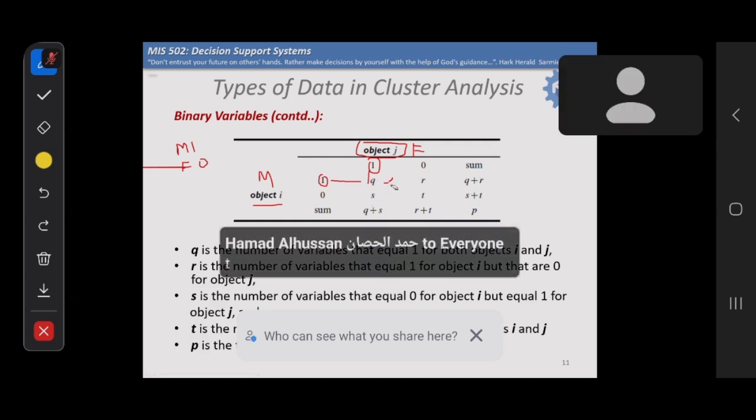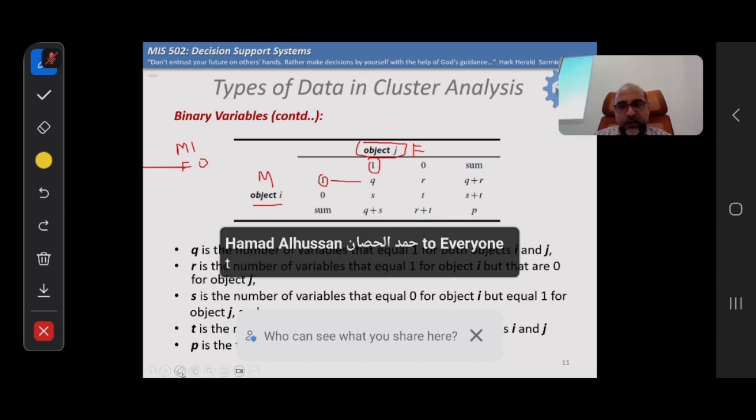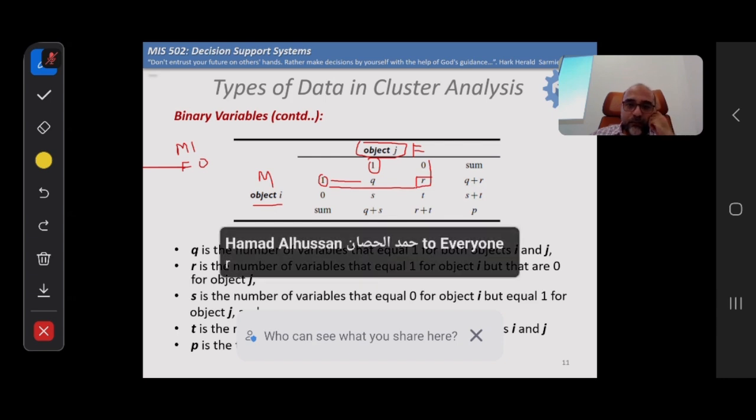So which counter will go up? As Hamad correctly said, the first person is 1 and the second person is 0. So which counter will go up? R, which means that R will become +1. I'm going to show you an example, you'll understand.